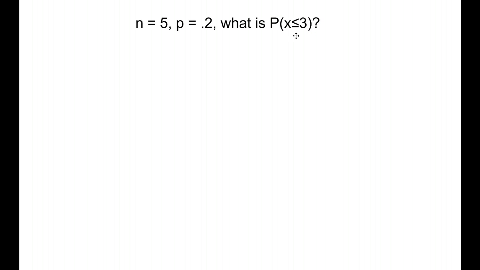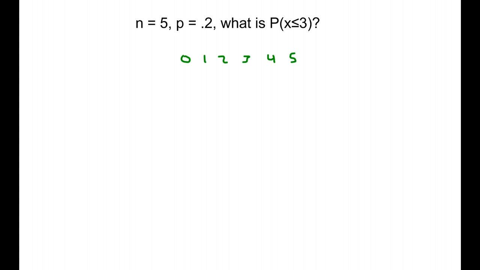Next one, almost the same scenario, but this time we want to know what is the probability that x is less than or equal to 3. Now here's where that little drawing that I made before is going to be much more helpful. So let's go ahead and do that. 0, 1, 2, 3, 4, 5. You can succeed 0 times at the minimum. You can succeed 5 times as a max, and anything in between is also possible.